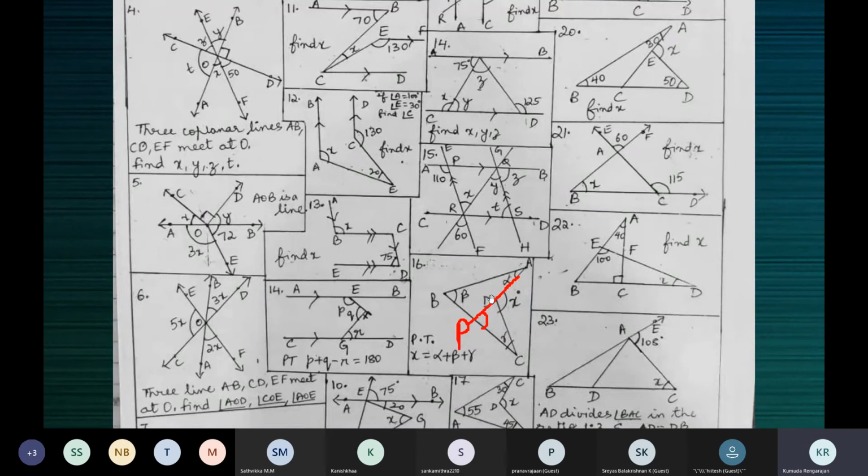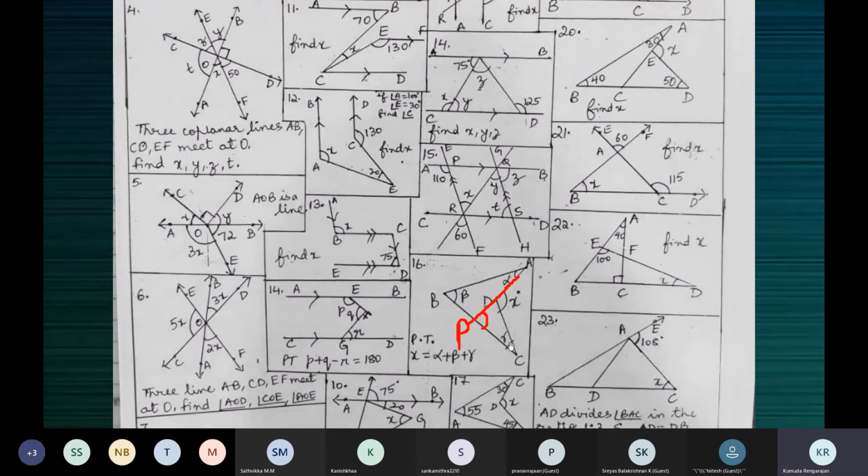Now in triangle DPC, X is the exterior angle, and that is equal to the sum of these two angles. This one is alpha plus beta and this is gamma. So X is equal to alpha plus beta plus gamma. In triangle ABP, this is the exterior angle, equal to the sum of the two interior opposite angles, so this angle is alpha plus beta.